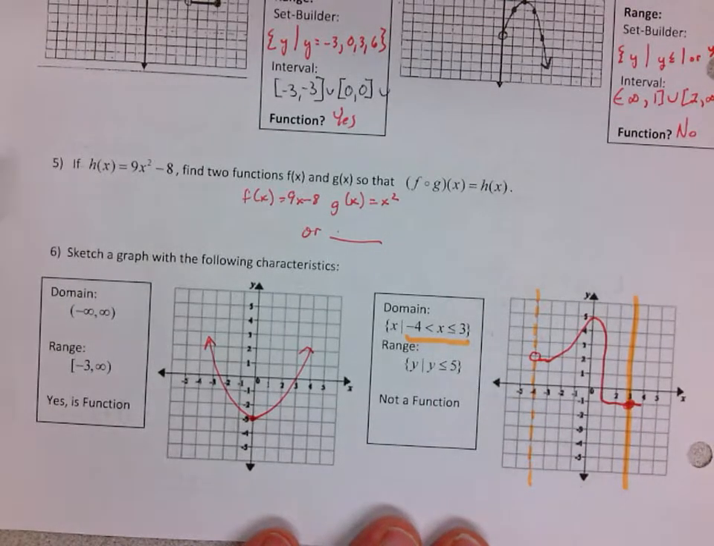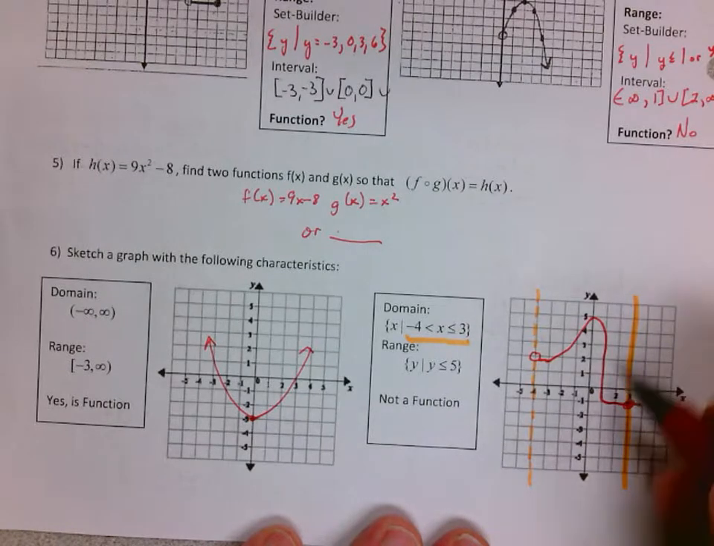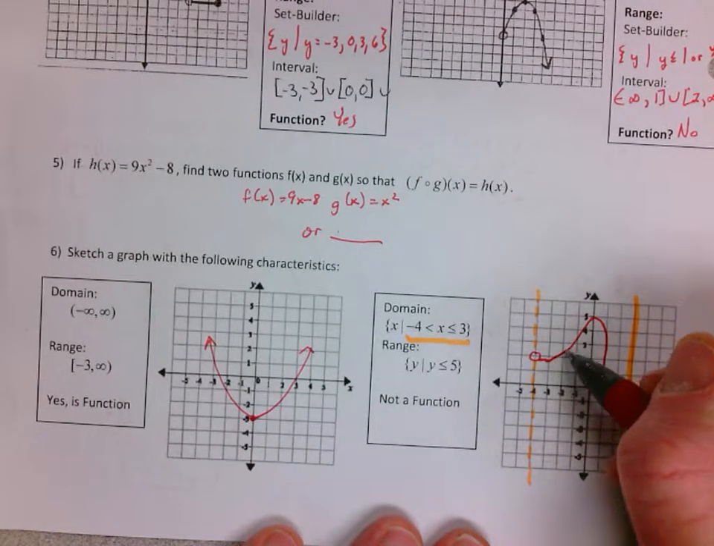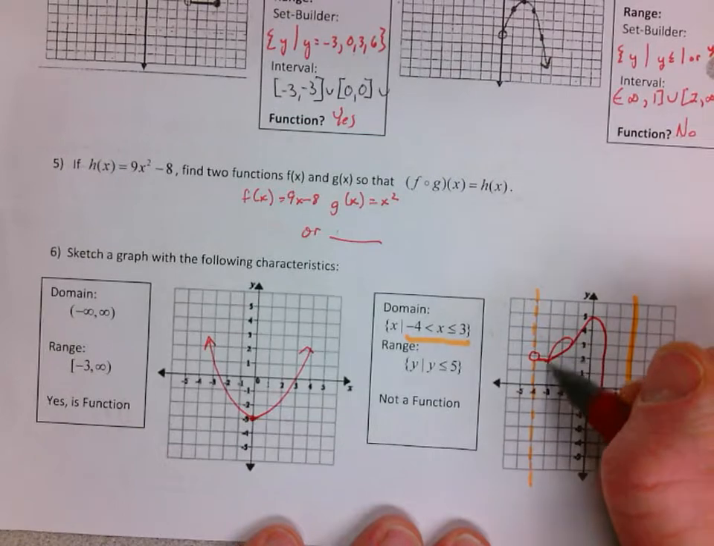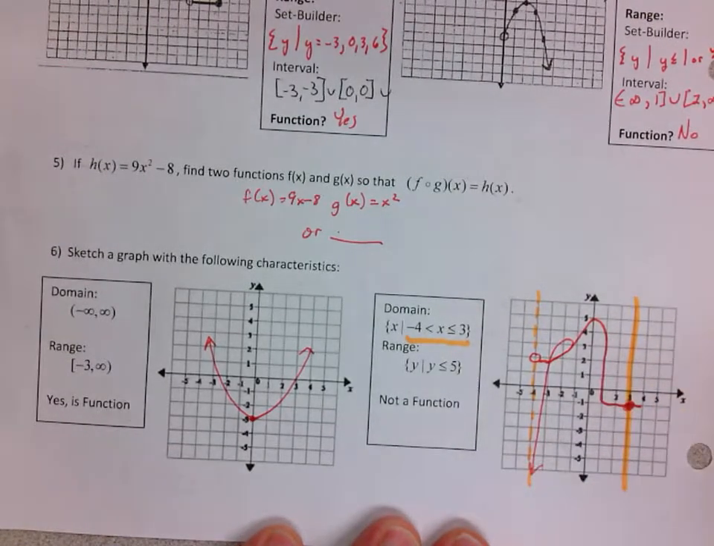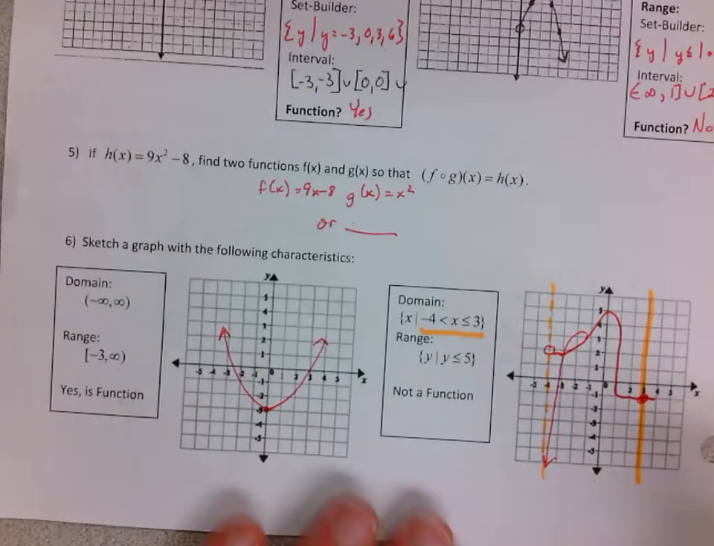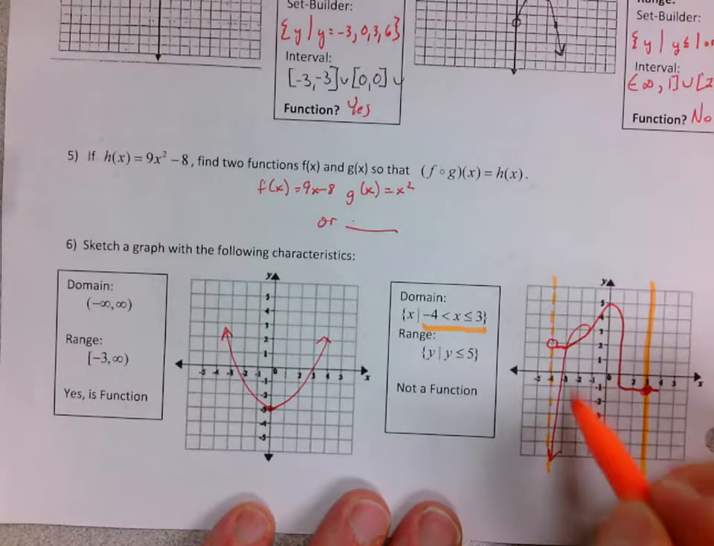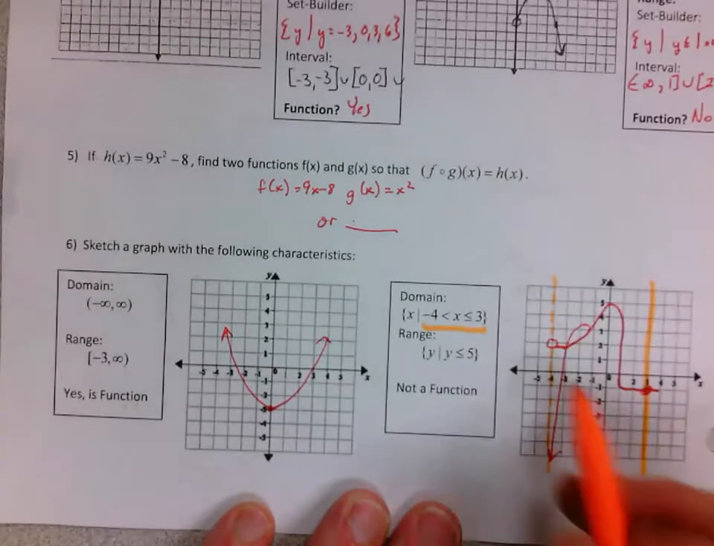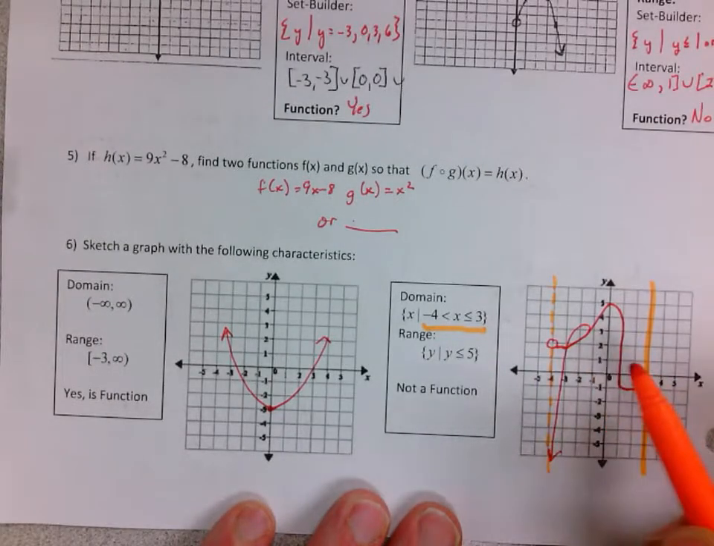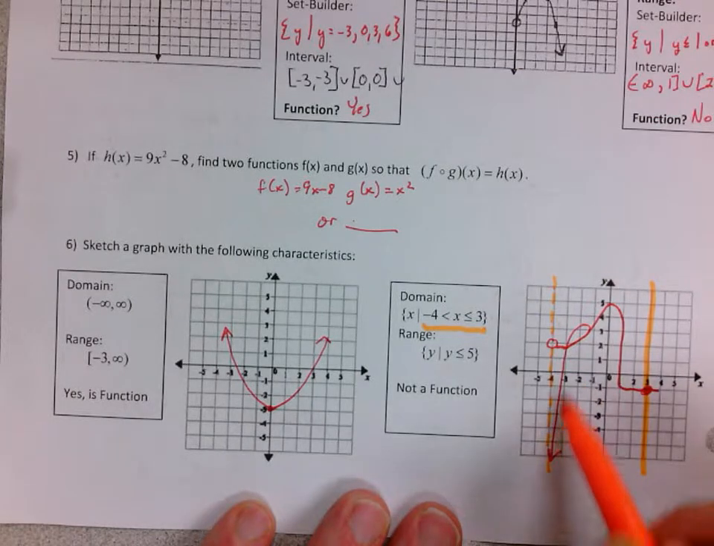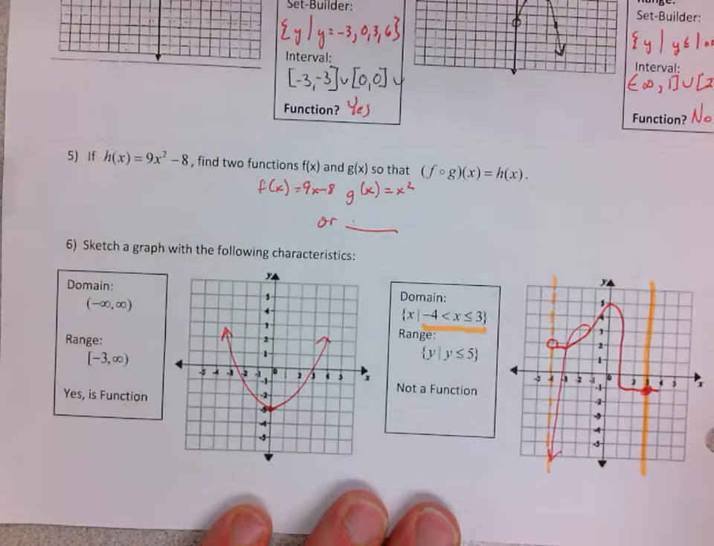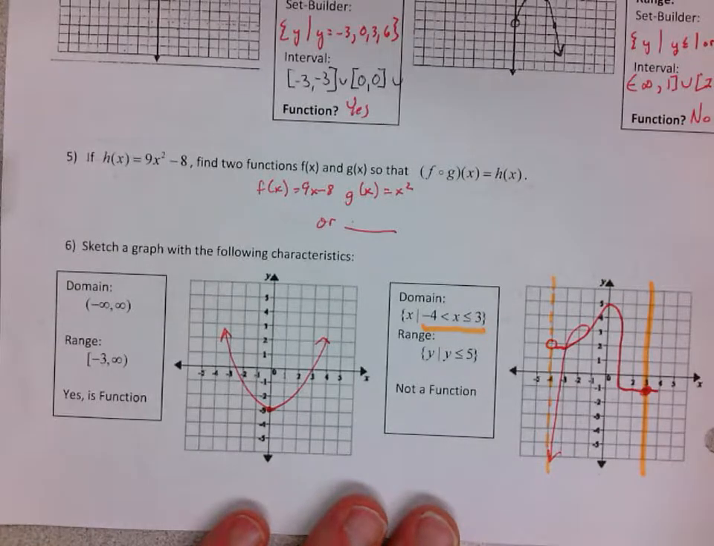So I need to make it not a function. I'm just going to do a crazy little loop-de-loop like that. Now it's less than or equal to 5, so the biggest y value it goes up to is 5, and it's not getting to that value because there's an open circle here. Kind of fun when it's not a function. You can make it whatever you want.